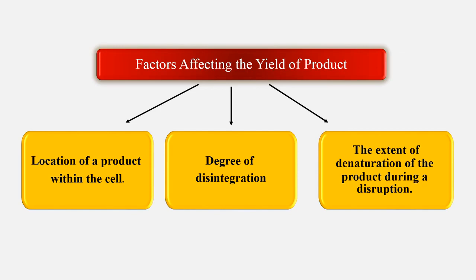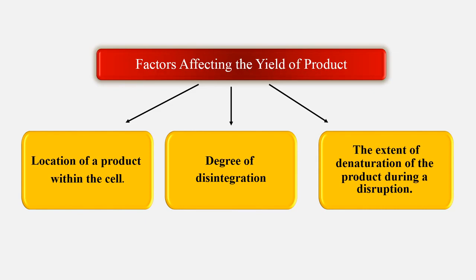Second, degree of disintegration، وهي درجة التحطيم. مثل ما ذكرنا في النقطة الأولى، بعض هذه الجزيئات قد يكون مرتبط بجزيئات أخرى أو بأغشية خلوية، فإن درجة التحطيم لو كانت غير كفؤة بالتالي جزء من هذه الجزيئات تكون مرتبط مع الأغشية الخلوية وغيرها، فتكون المنتوج قليل.